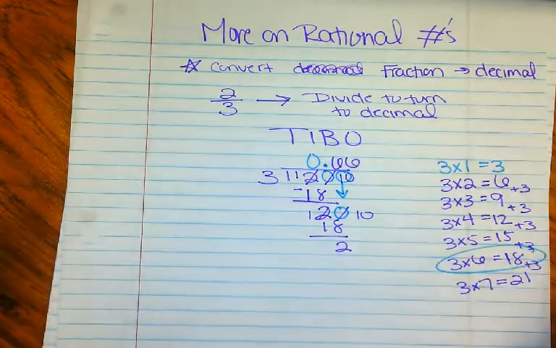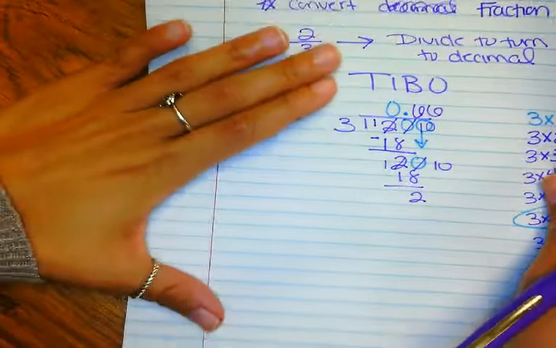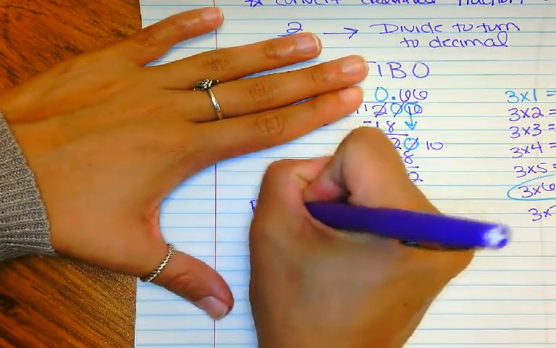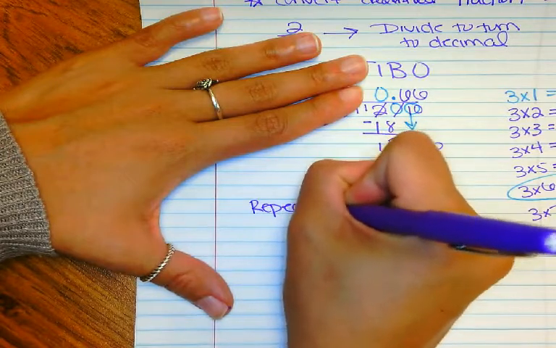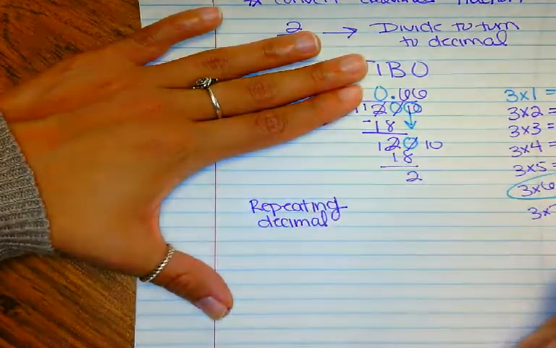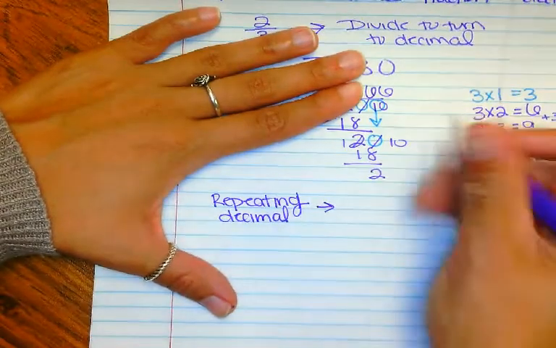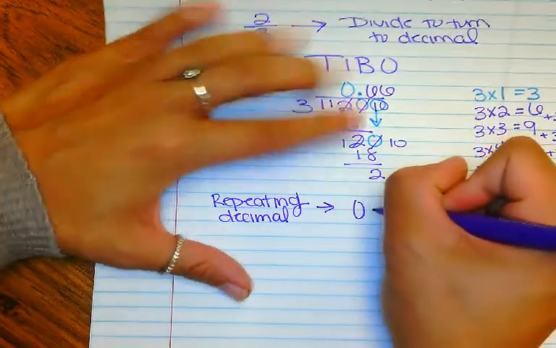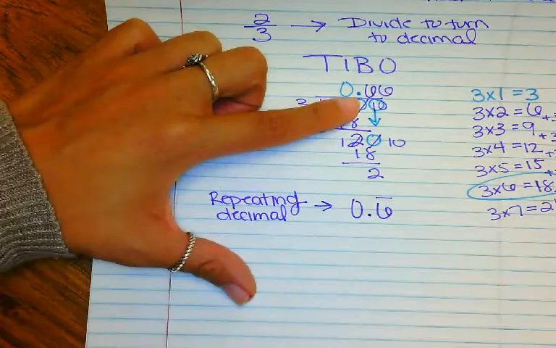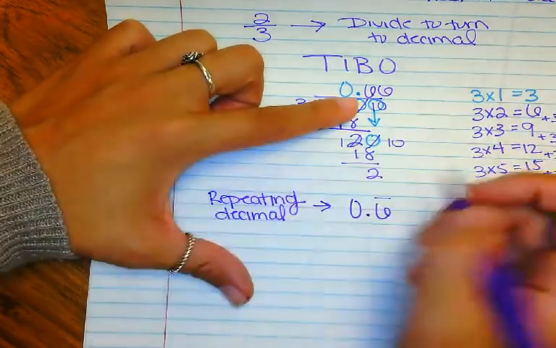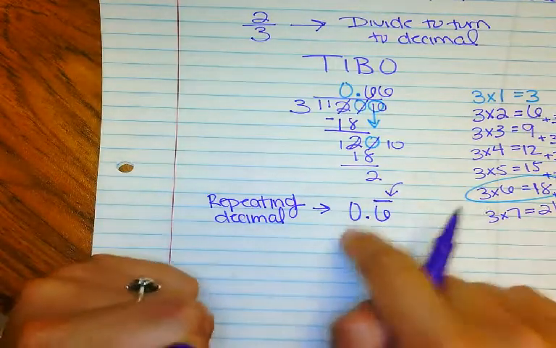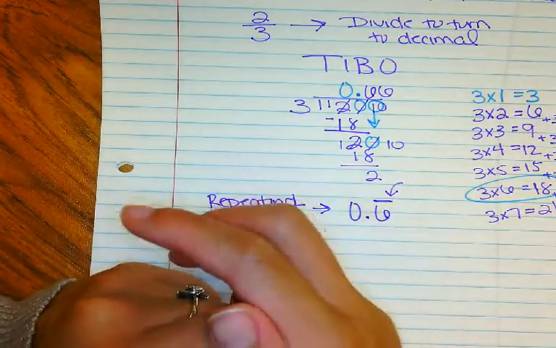Now, a couple of things I need to tell you with this more on rational numbers stuff. If the decimal repeats, it's a repeating decimal. What you're going to use to show that is a little line. Our answer was 0.6 repeating, so we put this little line on top to show repeating. If that line is not there, then it's not repeating. That's how you show that it goes on and on.